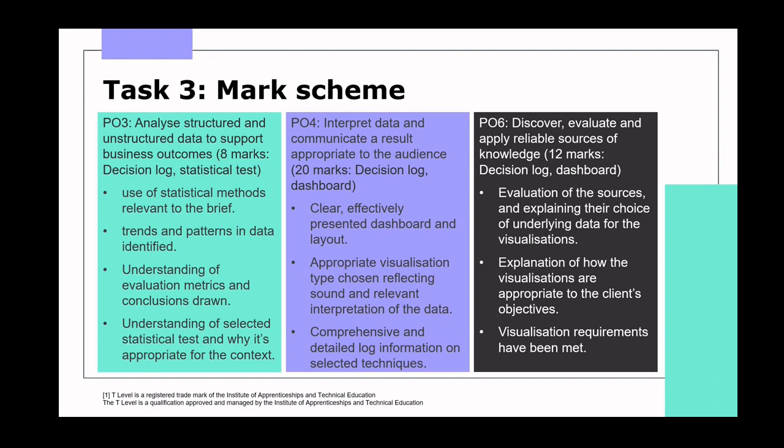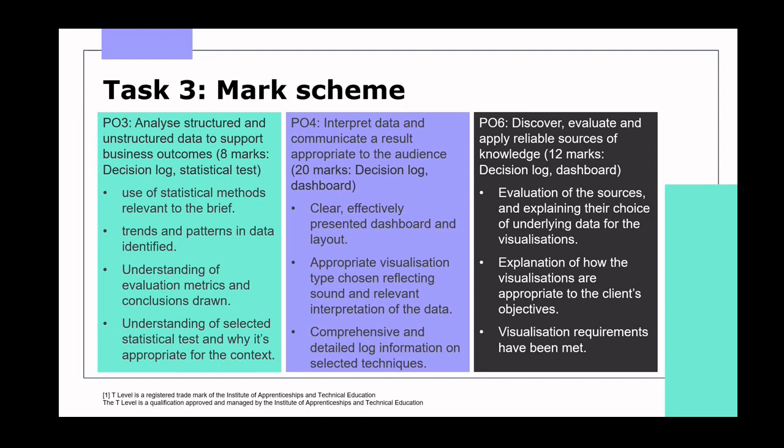And here's an overview of the mark scheme for Task 3, which assesses performance outcomes 3, 4, and 6. With the decision log covering all 3 of those performance outcomes, the dashboard for performance outcomes 4 and 6, and then we have the statistical test for performance outcome 3 only.